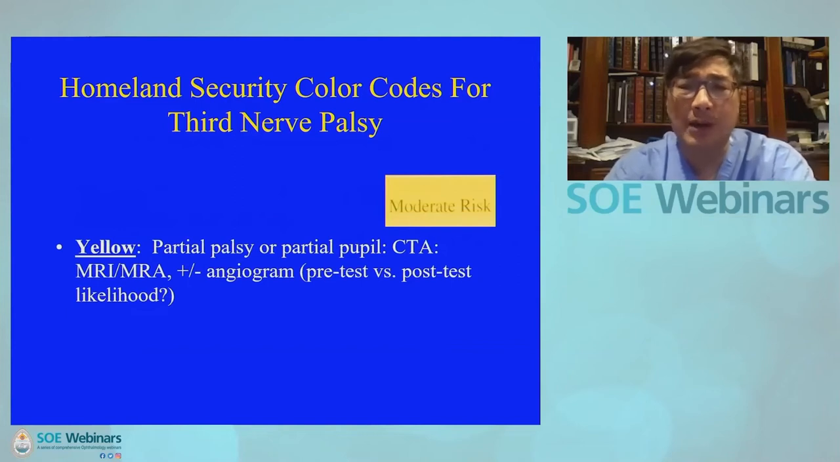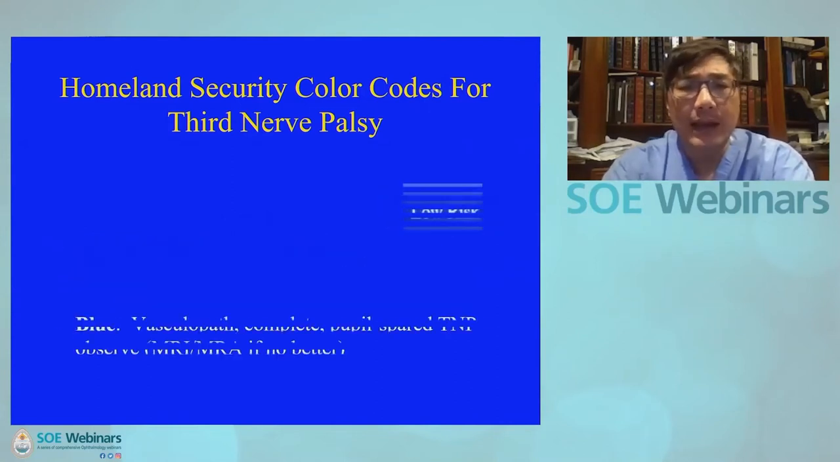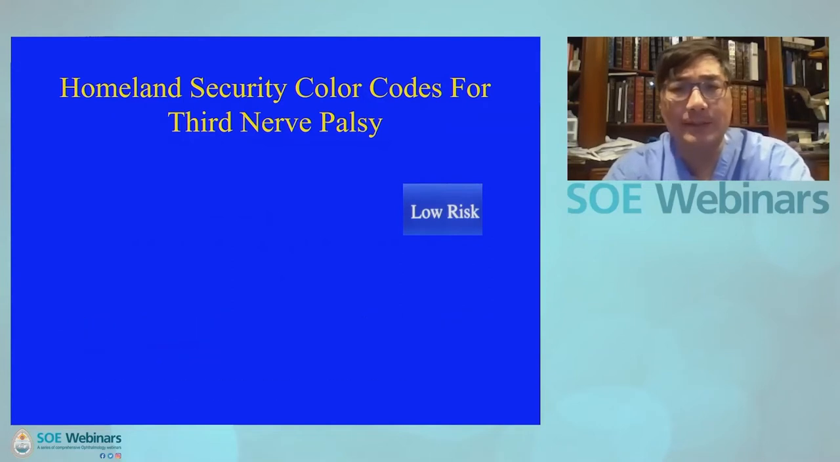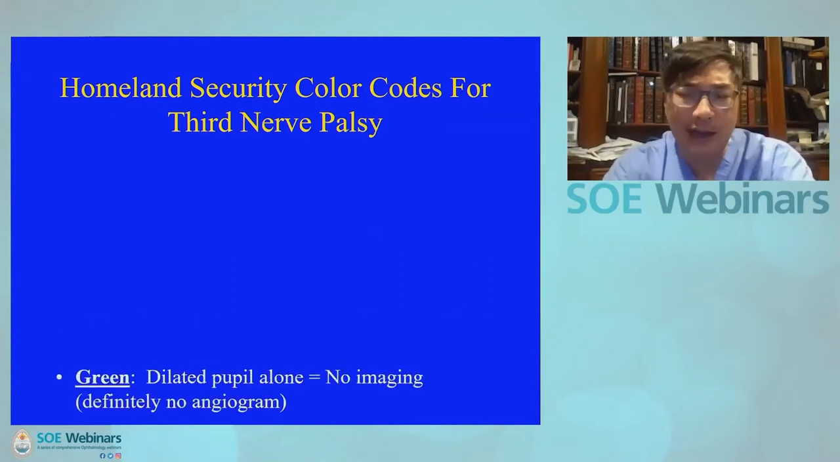In the yellow zone is the moderate risk, partial palsy or partial pupil, CT, CTA, followed by MRI, MRA, and you might still need an angiogram in that setting, depending on how high your pretest probability of disease is. And in the blue zone, the vasculopath, complete pupil-spared third nerve palsy, you might observe that, but no one would fault you for doing MRI, MRA in that setting. And then the green zone, a dilated pupil alone or just ptosis alone, I generally don't do imaging for third nerve palsy for those cases.